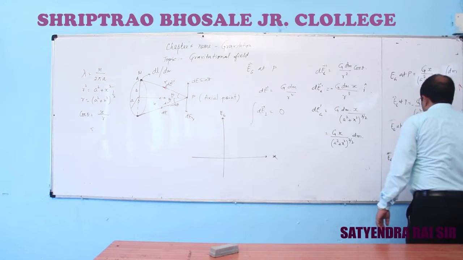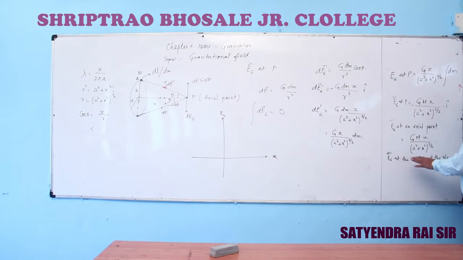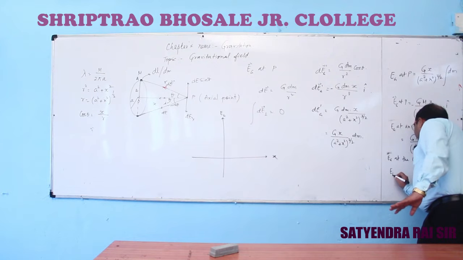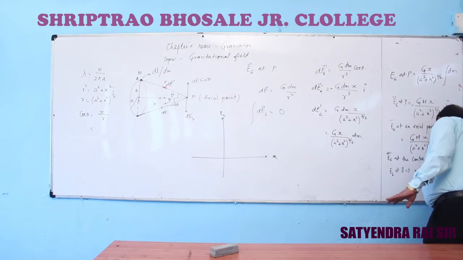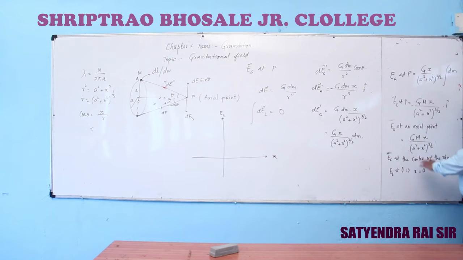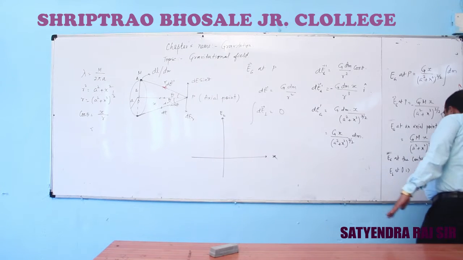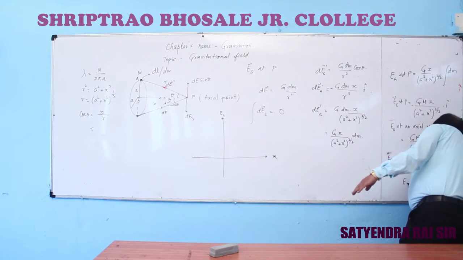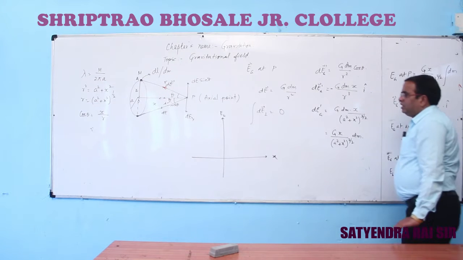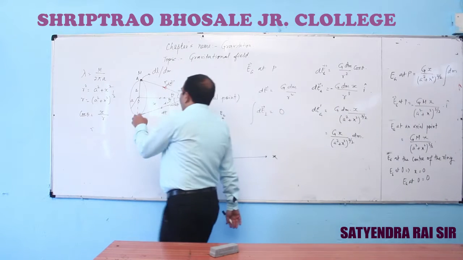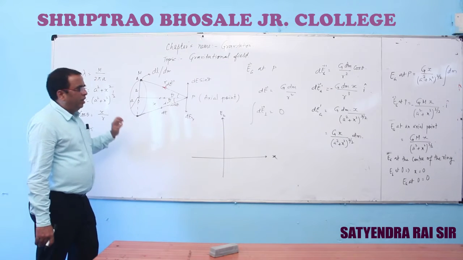What does it mean? If you want to get E_G at O, at the center, that means E gravitational at O will be obtained by putting x equal to 0. So putting x equal to 0 here, x into whatever is 0, 0 upon whatever is 0. So E_G at O is 0. That means there is no gravitational field at the center of the ring.